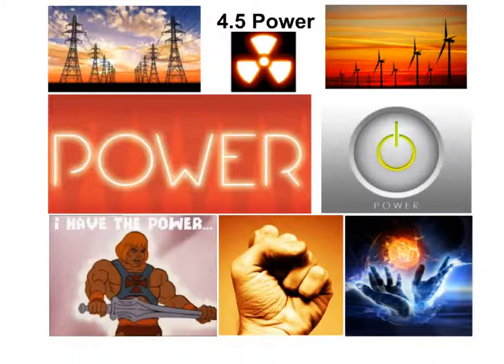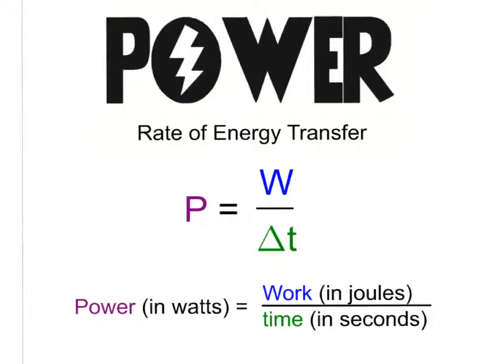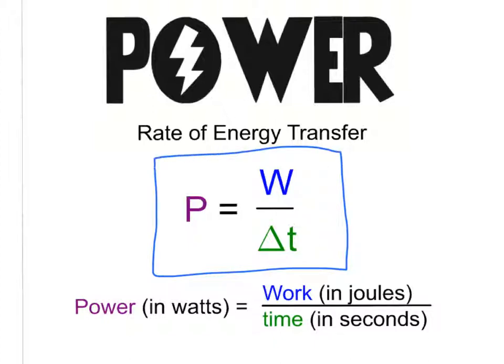We're going to look at how we can calculate power, and we're going to look at a few examples of how to calculate power. In physics, power is the rate of energy transfer. So it's how fast is energy being transferred. And the formula for power is work divided by the change in time.